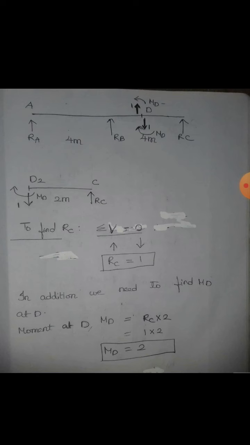Now again we have to find MD, because when you permit the sliding of two parts, it will also have a moment. The moment represents the relative moment of the two parts. That is MD here. Again let us find the moment at D. It will be RC into 2. So MD equals 2.